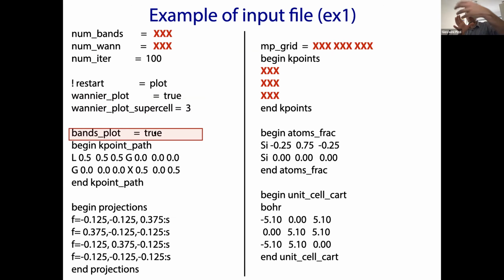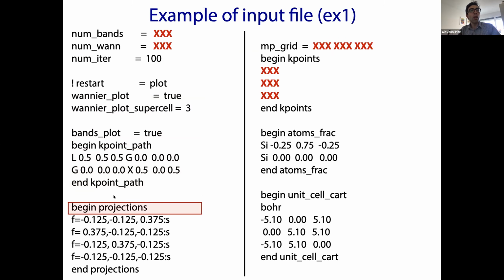You can say, please plot me also the interpolated band structure, and you want to say what is the band path, from L to gamma and from gamma to X, and you specify the coordinates. Then there's an important block, which is about specifying the projections. Again, I won't go in detail because Junfeng will show you, and there is extensive tutorial material you have, so you can read it yourself. But you're saying here, essentially, I want S-like projections, S-like orbitals in these 4 points.